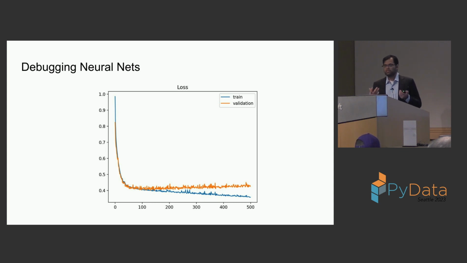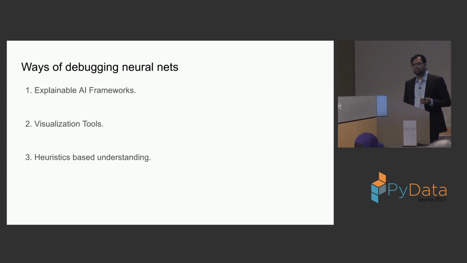Okay, how do we figure out what's really happening, right? Apart from this one signal of just noticing from the training and validation logs, there are certain ways I figured it out, and I would like to share that today, apart from the general train and validation logs that you go through. Ways of debugging neural networks. There are newer techniques under the umbrella called explainable AI frameworks. It's called XAI. You can find a lot of tools there. There are some visualization tools that you can use, and there is some heuristic-based understanding that you can do.